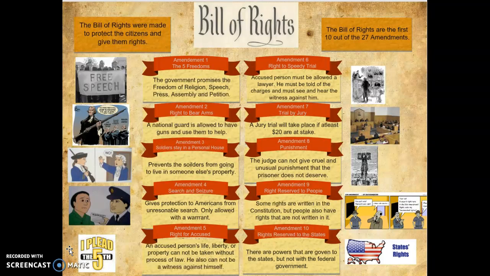I'm not going to read these Bill of Rights, but these are your rights, and you should know them. When somebody says something like, I plead the fifth, it's because an accused person's life, liberty, or property cannot be taken away from them, and that they cannot witness against themselves. Many of these are very famous. Of course, number 1, religion, freedom of religion, assembly, speech, press, and petition. Of course, there are limitations on all of these.